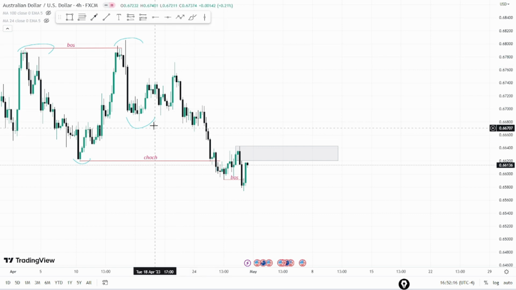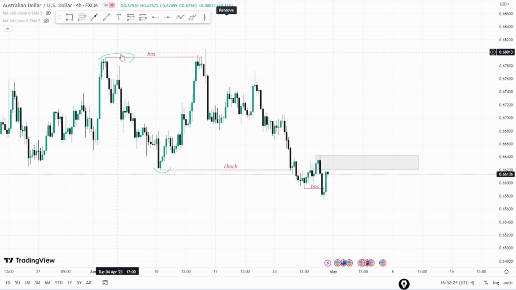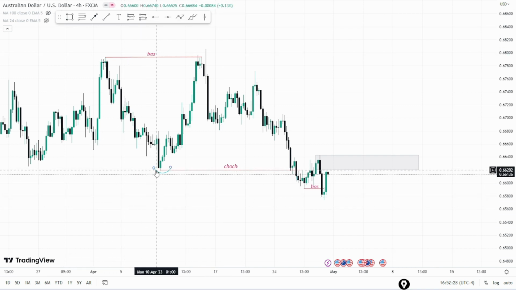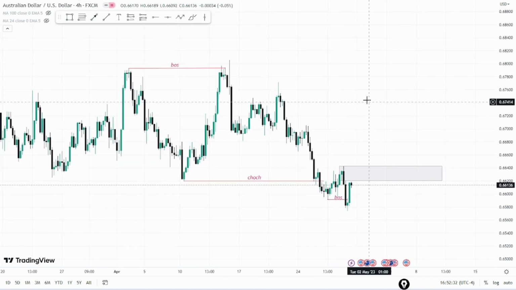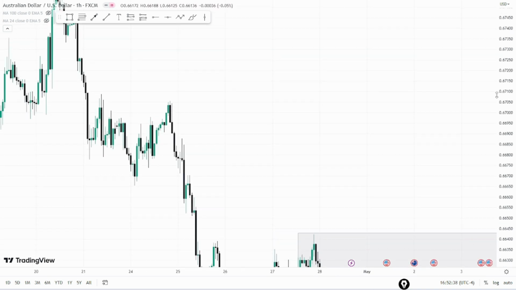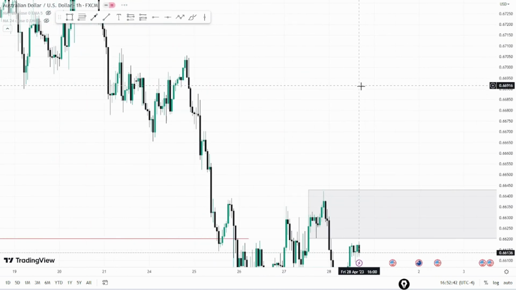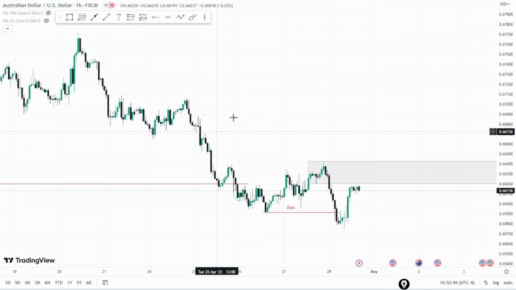So after noting our point of interest on 4 hour time frame, then we are going to move to 1 hour time frame to further see if the structure on 1 hour confirms or aligns with the structure on 4 hour time frame, right? So I'm going to go to 1 hour time frame to see if the structure does align with the one that we saw on a daily time frame. No, sorry, on 4 hour time frame, right?